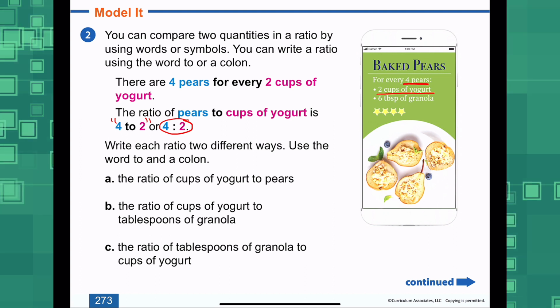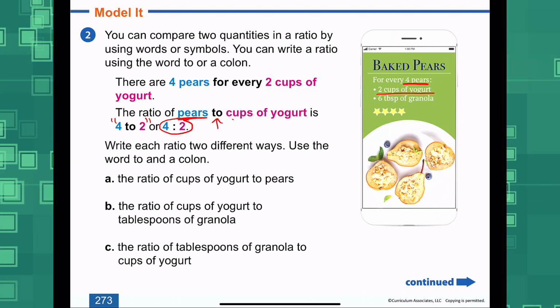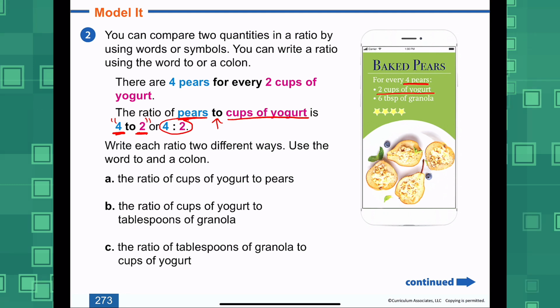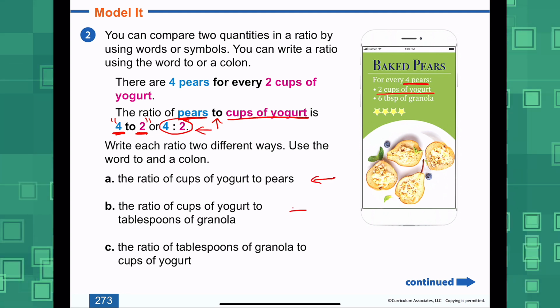But if I just said the recipe has a 4:2 ratio, you might not know what I'm talking about. So another thing we need to add is a context. We are talking about pears, 2 cups of yogurt. So the pears comes first and the yogurt comes second in our ratio. What I'd like you to do is try to write these ratios in those 2 different ways for A, B, and C. So go ahead and pause your video and do so now.